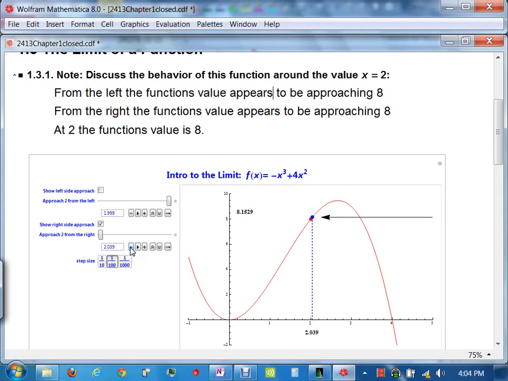But now it's a little bigger than 8. So when I came in from the left, it was a little smaller than 8, getting close to 8. Coming in from the right side, it's a little bigger than 8, but it's still getting close to 8, right? Getting closer and closer and closer. Oh, I went too far. There we go. Pretty damn close. So it would appear, right? The appearance is that if I come in from the left or from the right, it appears that the function is approaching what? 8. So at 2, the function's value is 8.